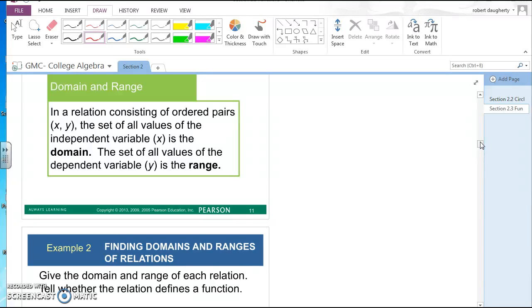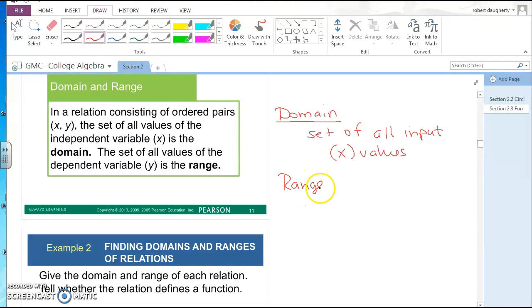Now there is a term called domain and range that we want to talk about. So the domain is just simply the set of all input, and usually in our case we mean x values, okay, because usually we're doing x and y. The range is just the set of all output, and in our cases we usually mean y values.